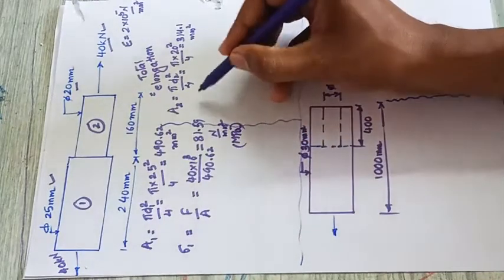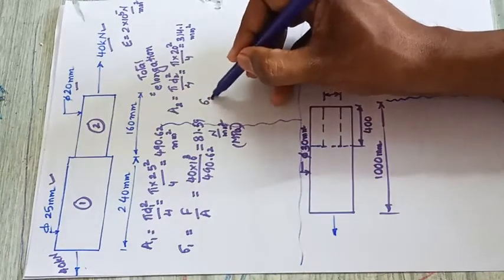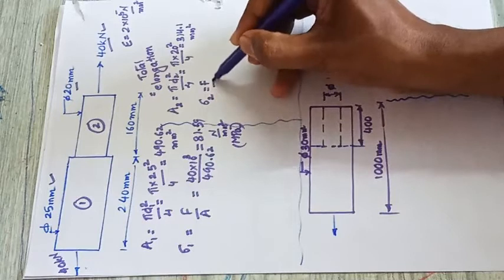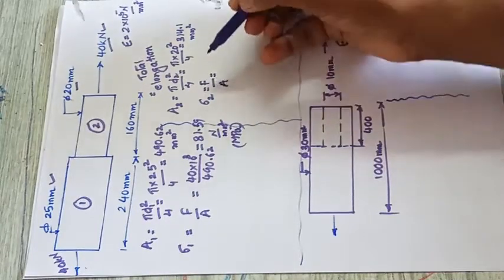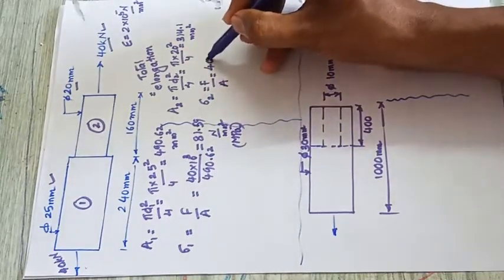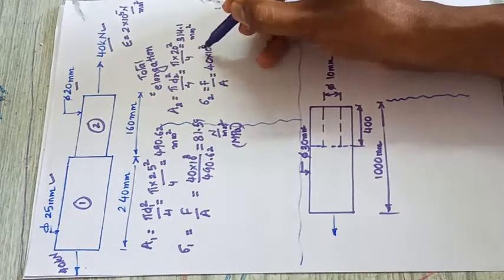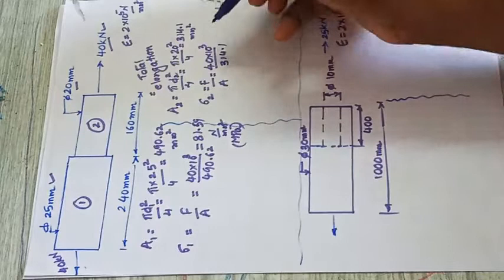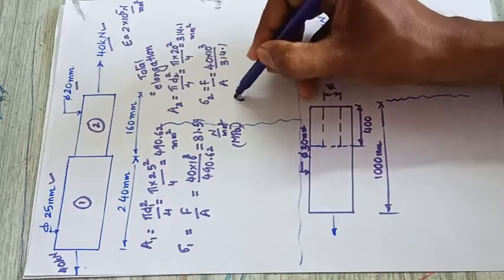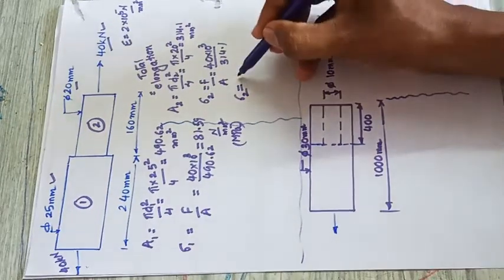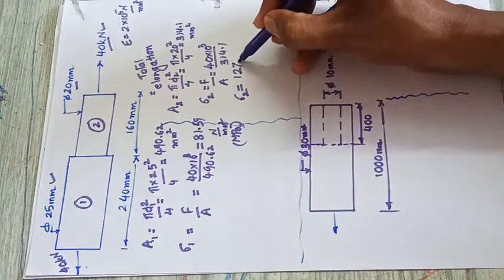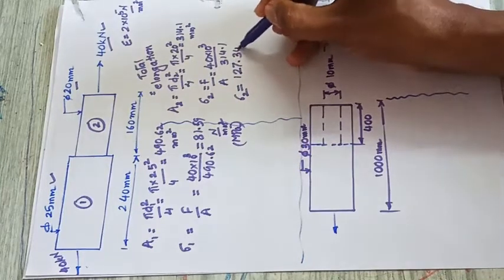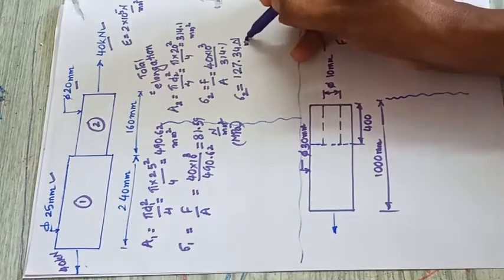Okay, so the second portion, sigma 2 is equal to once again force by area. The force is common, 40 into 10 raised to 3. Area is 314.1. Therefore the answer is sigma 2 is equal to 127.34 Newton per mm square.